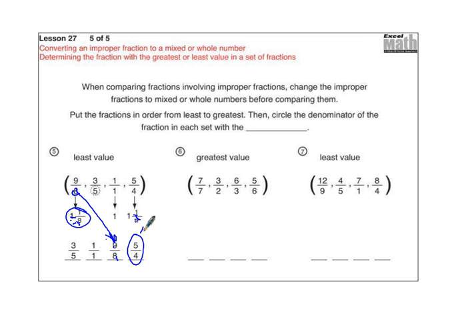And then 5/4 would be the largest because 1/4 is bigger than 1/8. 1/4 of a pie is more than eating 1/8 of a pie. And this is 1 1/4 compared to 1 1/8.